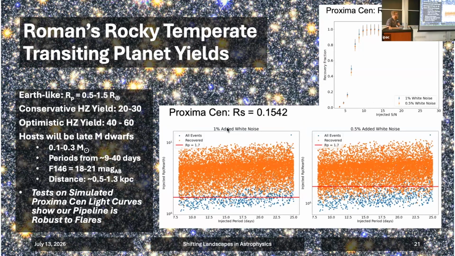So that's being shown here in these plots. These are scaled to be at the same signal to noise, but with different amounts of white noise added. And the red line is the boundary between the sub-Neptunes and super-Earths. What we're seeing is there's not a significant change in the recovery fraction with signal to noise, telling us our pipeline's doing a pretty good job taking out flares, and it's not significantly impacted. So we think we're doing good there. This is a good opportunity.